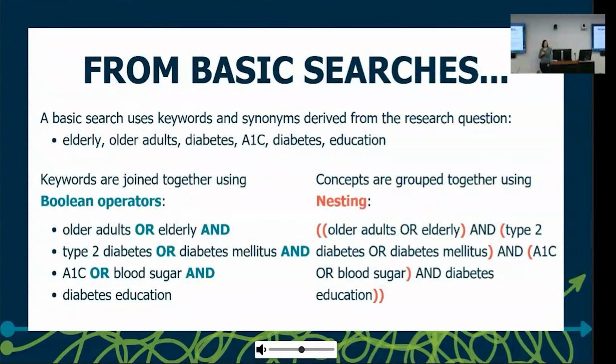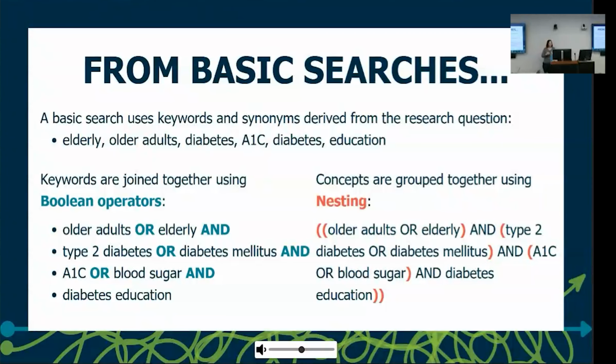All right, some basic searches. Basic searches use keywords and synonyms derived from the research question. So for example, elderly, older adults, diabetes, A1C, diabetes education. This is generally a search that a student would come to me with. Oftentimes they think what I'm showing them with Boolean operators and nesting is going to be the advanced part. But actually, as librarians, we consider Boolean operators and nesting to be kind of basic. And so we've added those in under the basic umbrella for this purpose.